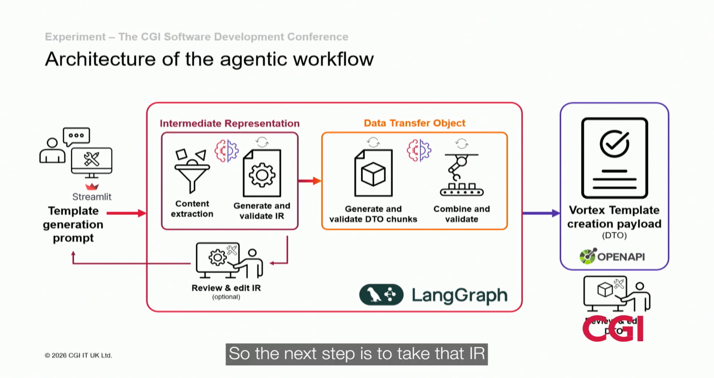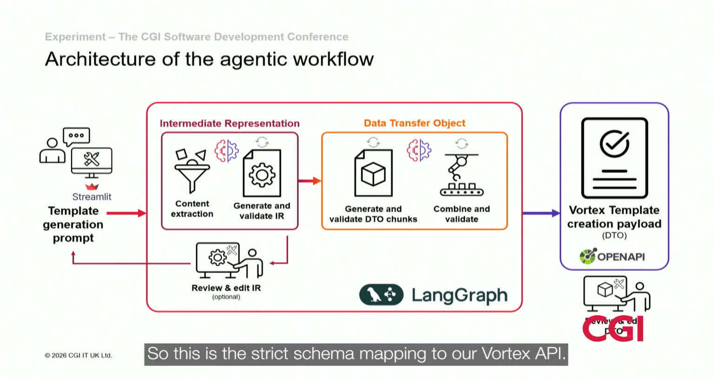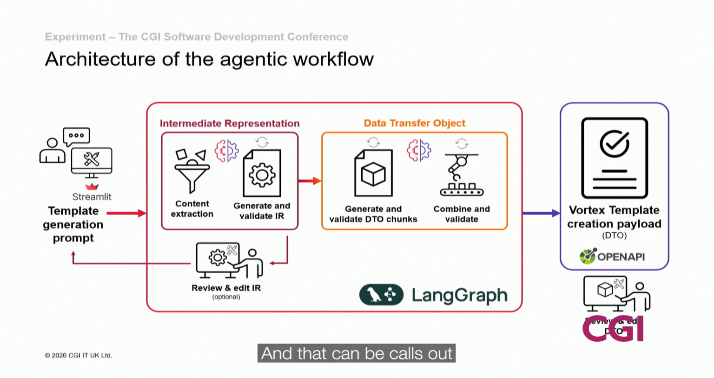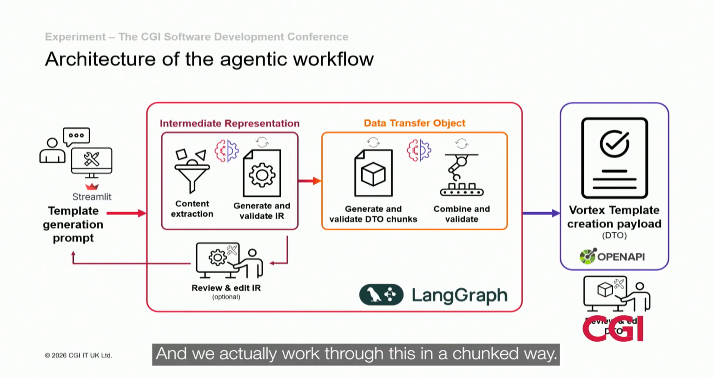So the next step is to take that IR, the intermediate representation, and turn it into a data transfer object. This is the strict schema mapping to our Vortex API. We're using a framework called LangGraph, and that can make calls out to all the other LLM providers and things. One of the parameters on there is called structured output. So you can say, I want my response in this format, this JSON structure, this JSON schema. So we're using that a lot. And we actually work through this in a chunked way.